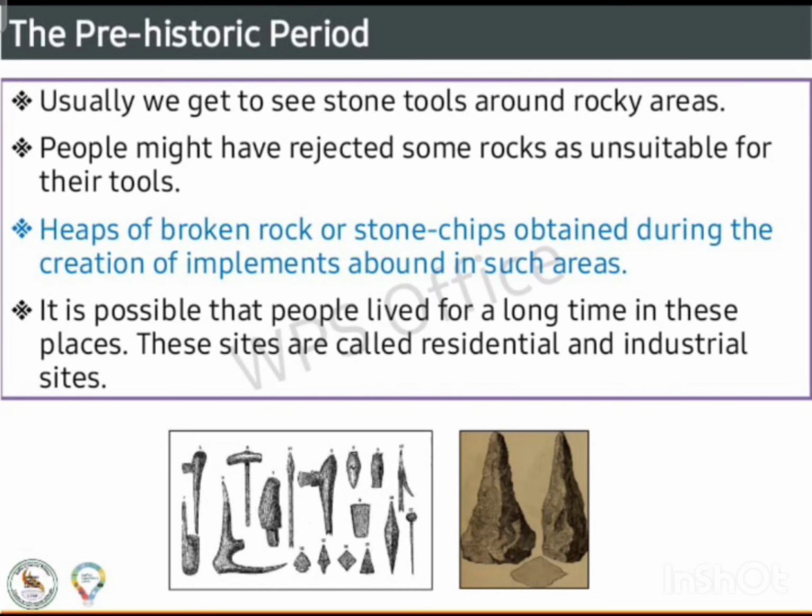Usually, we get to see stone tools around the rocky areas. People might have rejected some rocks as unsuitable for their tools. Heaps of broken rocks and stone chips obtained during the making of implements are abundant in such areas. It is possible that people lived for a long time in these places. These sites are called residential and industrial sites.